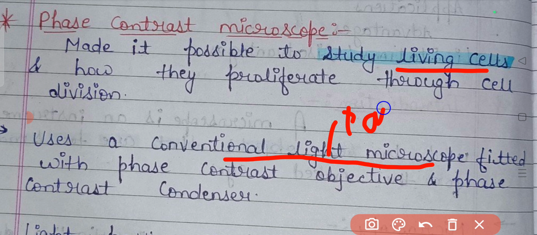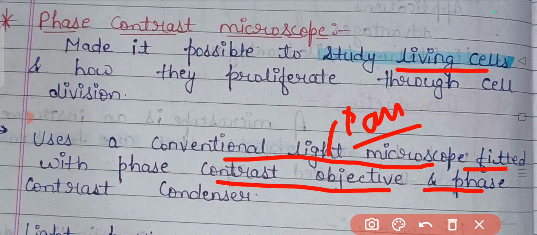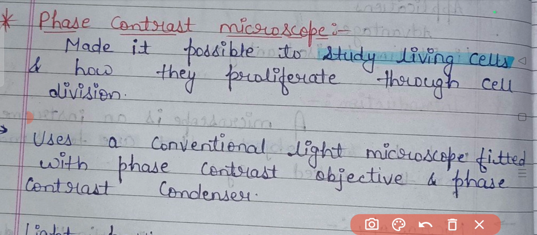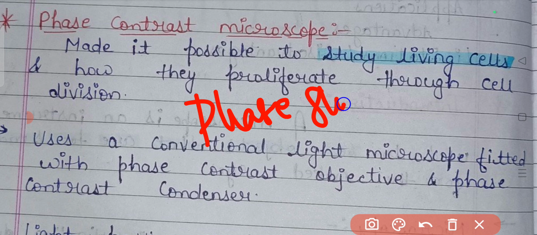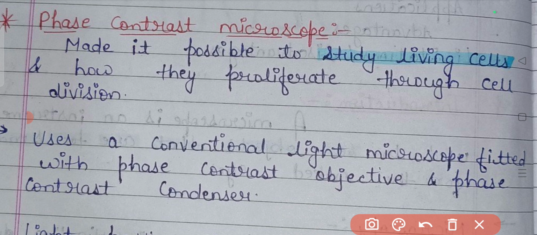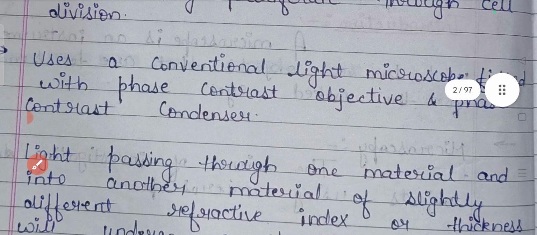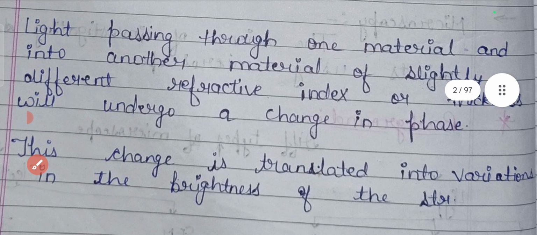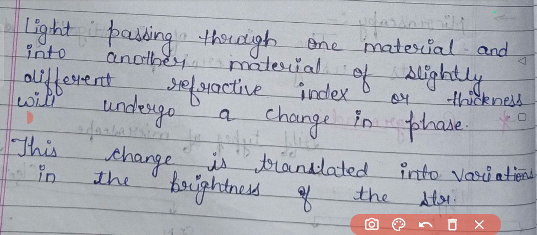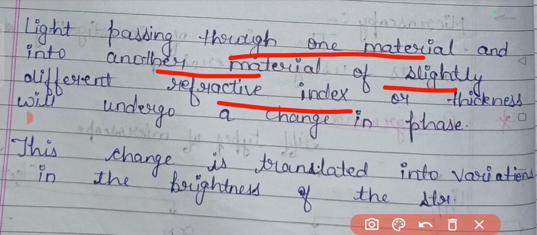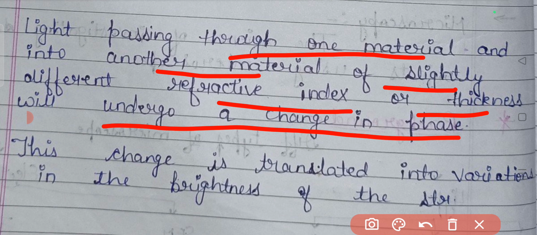Again, the phase contrast microscope is a type of light microscope fitted with a phase contrast objective and a phase contrast condenser lens. Basically, two types of lenses are present, with a most important part that we will discuss later, that is the phase shift ring. The phase shift ring plays a very important role, as the name suggests, in the phase contrast microscope. So we will discuss it in the working principle of the phase contrast microscope. The main point here is that light passing through one material and into another material of slightly different refractive index or thickness will undergo a change in phase.